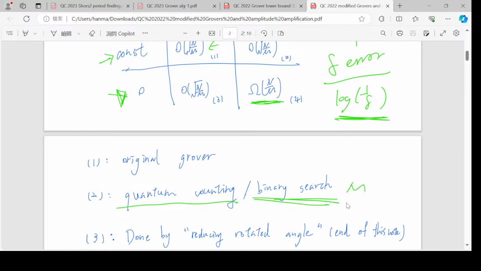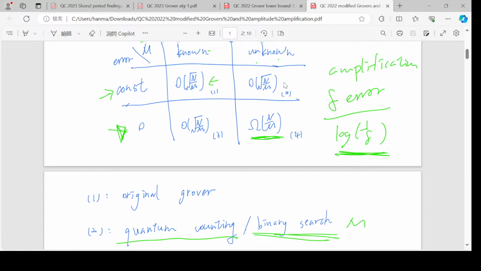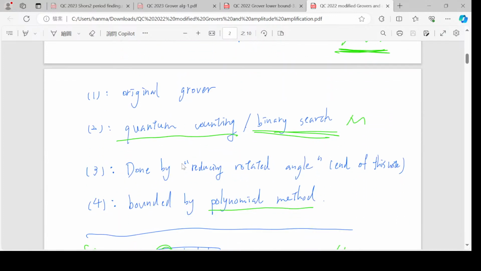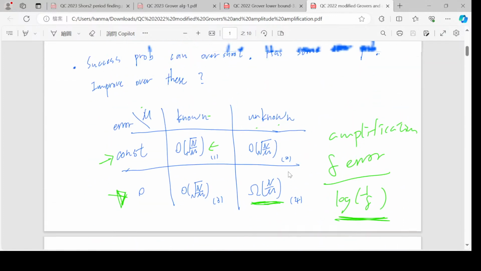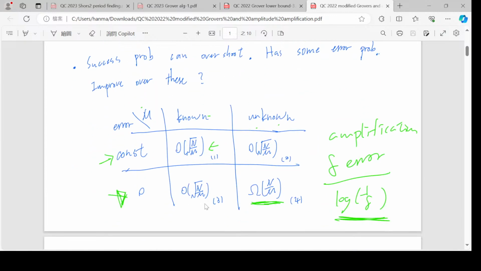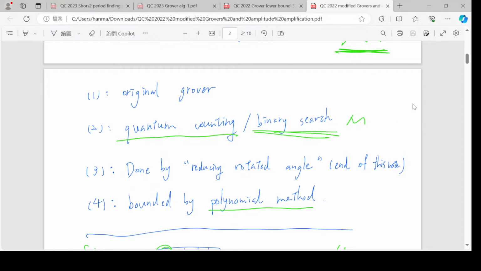Yeah, but we argue that we can do some binary search on m, and you only lose a big constant factor here, and you can still get constant error with square root n over m. And for zero error, if you know m exactly, then you can actually rotate this precisely. So you can make your rotation angle a little smaller and make this probability precisely 1 when you reach around here. So you only use square root n over m.